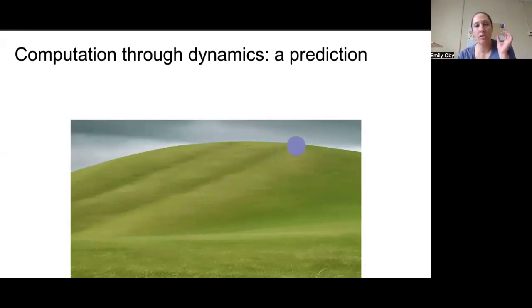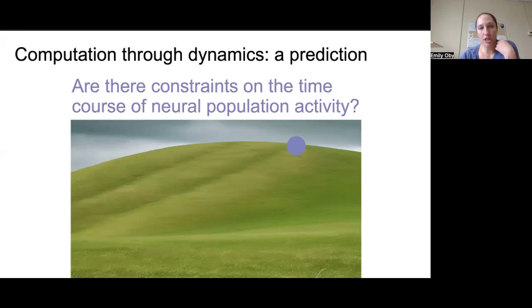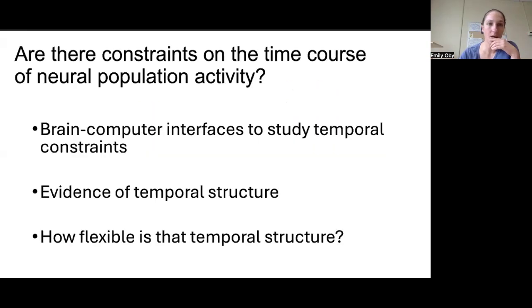So we wanted to test whether this fundamental aspect of computation through dynamics also applies to biological networks of neurons. And we did this by asking to what extent neural population activity is constrained to follow specific time courses. Or in other words, are there also constraints on the time course of neural population activity? The way that we answered this question, as Andrew alluded to, is by using a brain-computer interface. So I'm going to start by describing the particulars of the brain-computer interface that we used here. Then I'll show you some examples of the temporal structure, or the dynamics, that we saw in our neural population data. And then we'll try to answer the question of how flexible are these dynamics or this temporal structure.